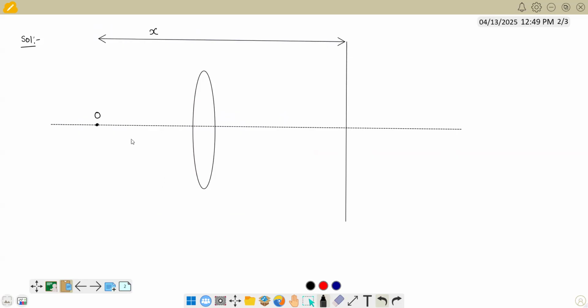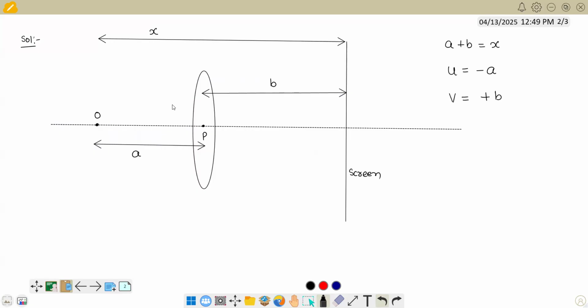Now to make things easy, I will assume the distance between the object and the pole, this is basically my screen, so this distance as a and this distance as b. So this distance is a, this distance is b. We can write a plus b must be equal to x. And next thing is that the object distance u value is minus a. The image distance v value is plus b.